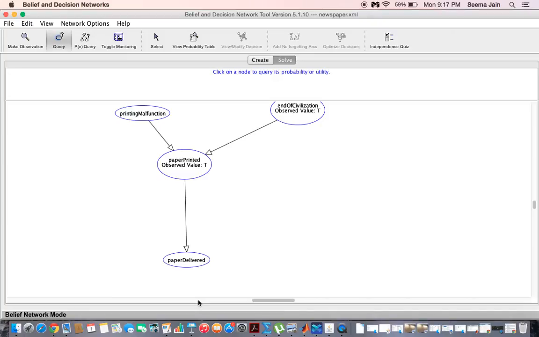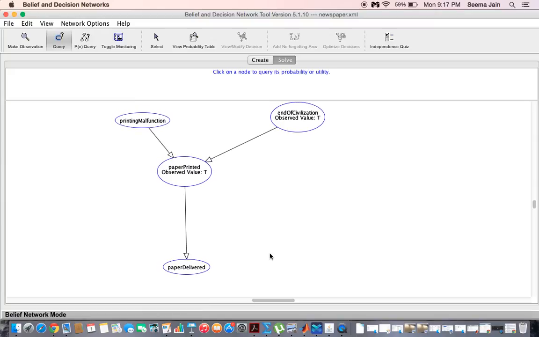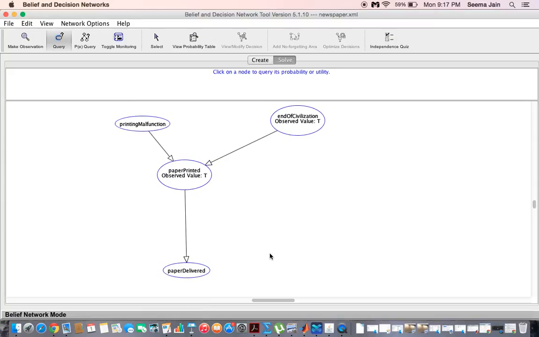Close. So yeah, we can find out different conditional probabilities, and we can observe variables and do all sorts of fun stuff.